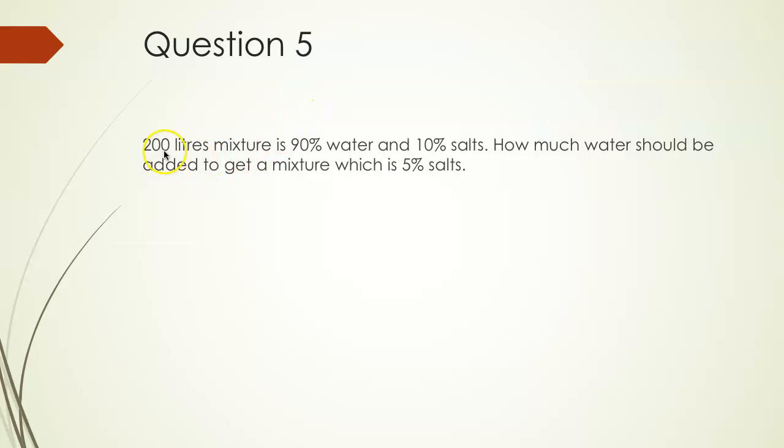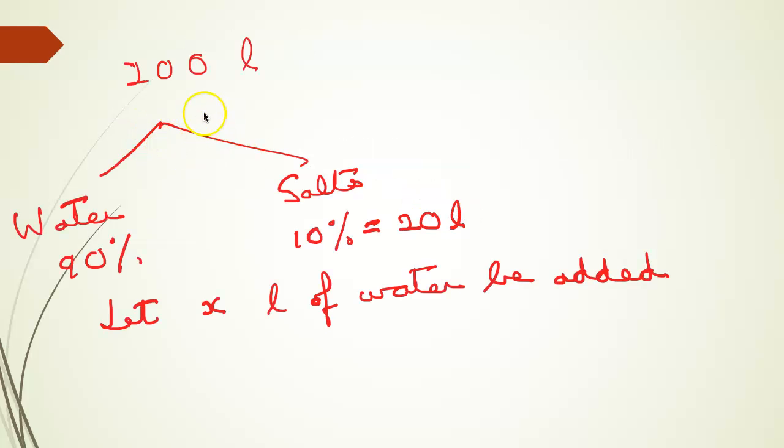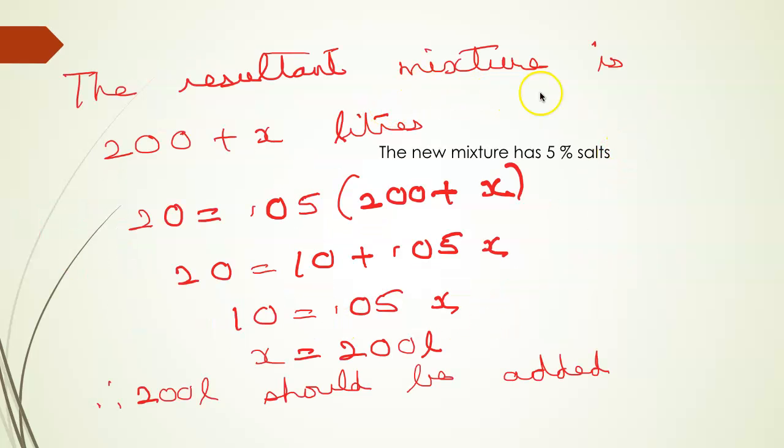Coming to question 5, 200 liters of a mixture is 90% water and 10% salts. How much water should be added to get a mixture which is 5% salts? So here again we have only one solution. 200 liters, water is 90%, salt is 10%. So 10% of 200 liters is 20 liters. Let X liters of water be added. So the resultant mixture will be 200 plus X liters.